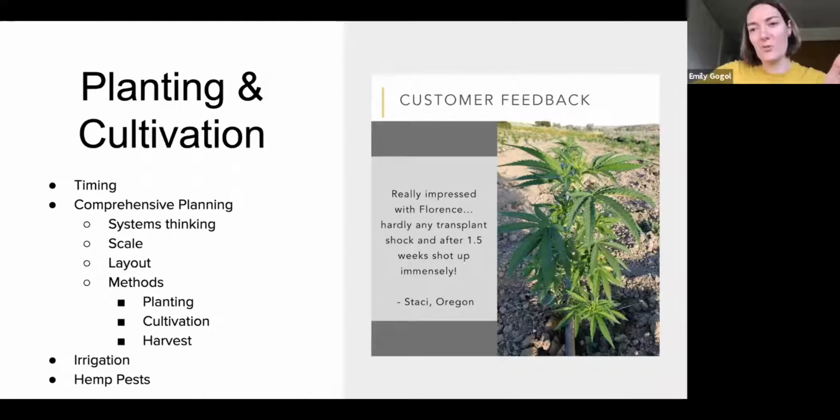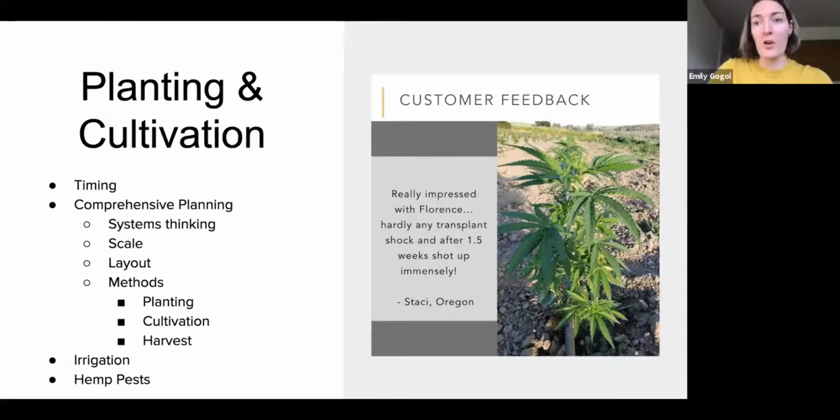So really try to focus on planning ahead to get the best quality plant or product in place early. It will save you so many headaches later on. And we'll talk about those headaches.